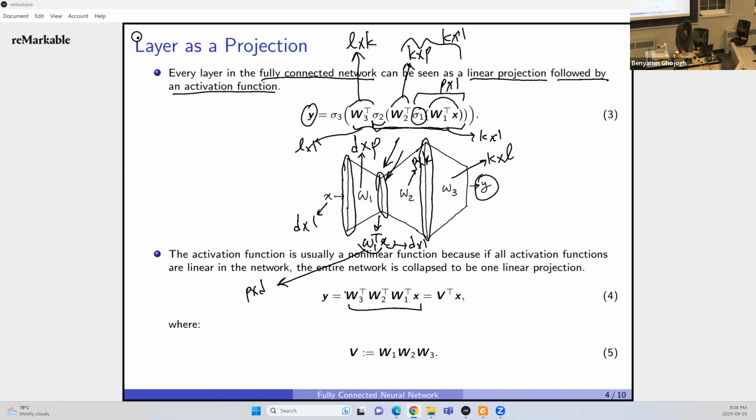So I can replace these with V transpose, right? I can assume that X is projected onto the column space of V, where V is W1 times W2 times W3, because V transpose must be W3 transpose, W2 transpose, W1 transpose, right? And what is this V transpose X? It's a linear projection of X onto the column space of V. So the whole network collapsed into a linear projection.